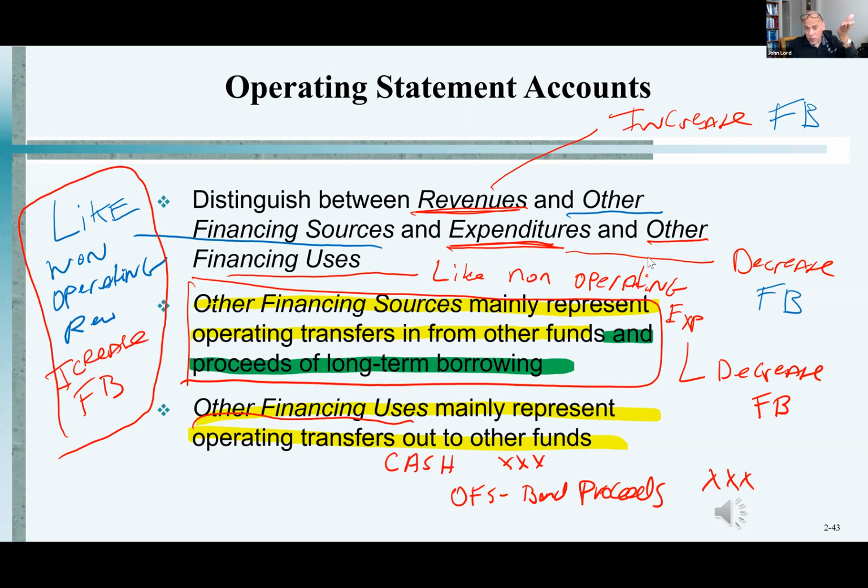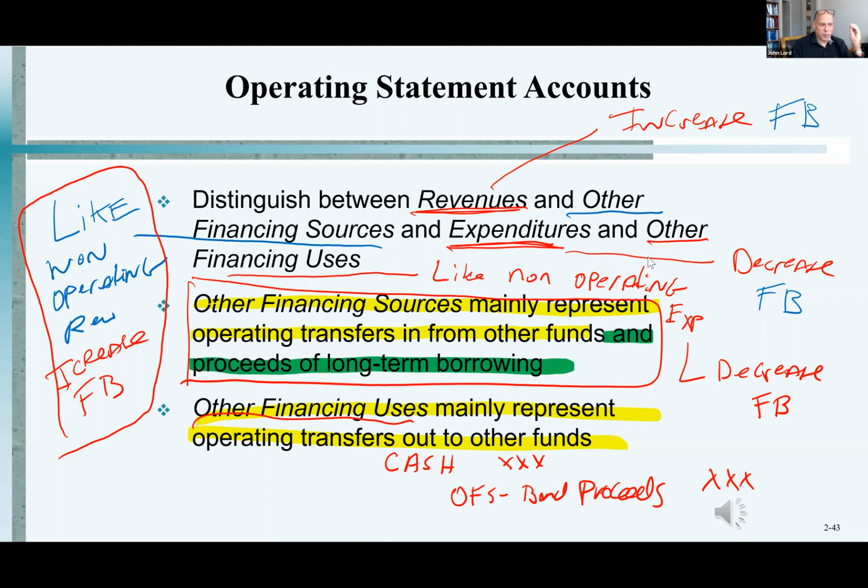Non-operating revenue would increase retained earnings, so it makes sense that other financing sources, which is like a non-operating revenue, would increase my fund balance. Now, there's other financing uses. Other financing uses are like non-operating expenses, but we don't call them that. We call them other financing uses, and they have the effect of decreasing fund balance. An example of another financing use is when one fund transfers money out to another fund.